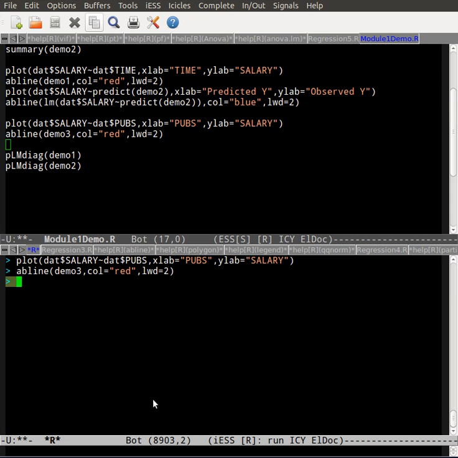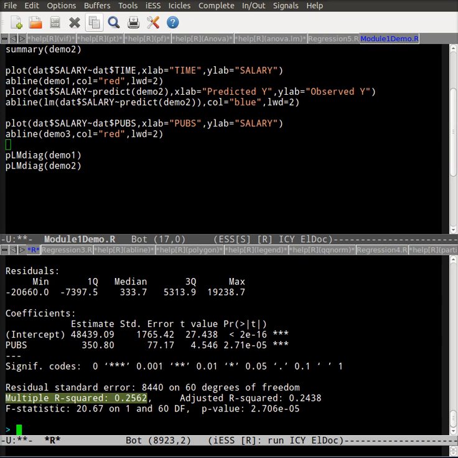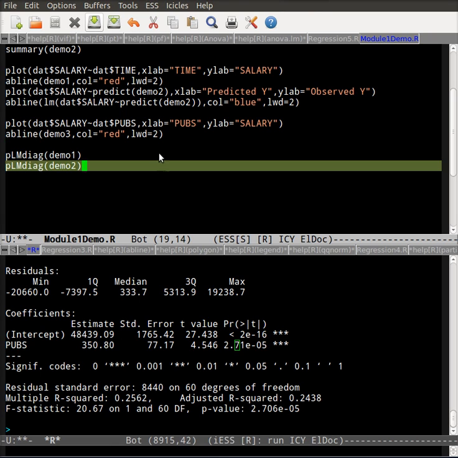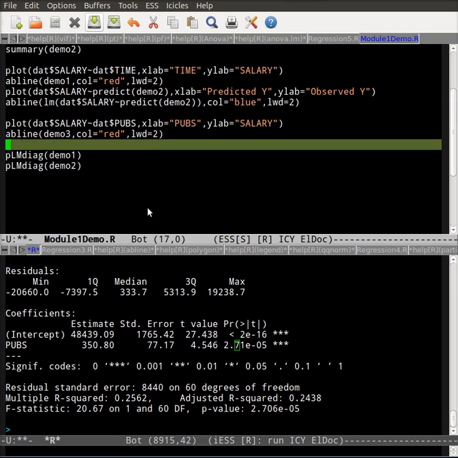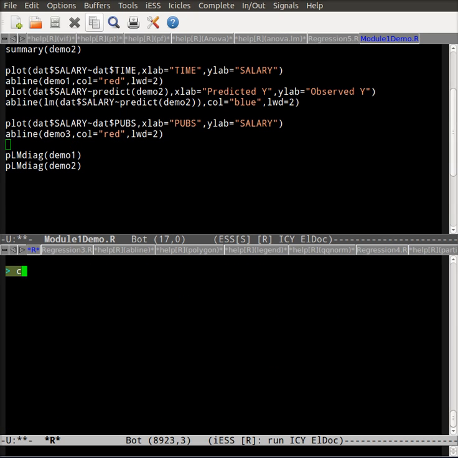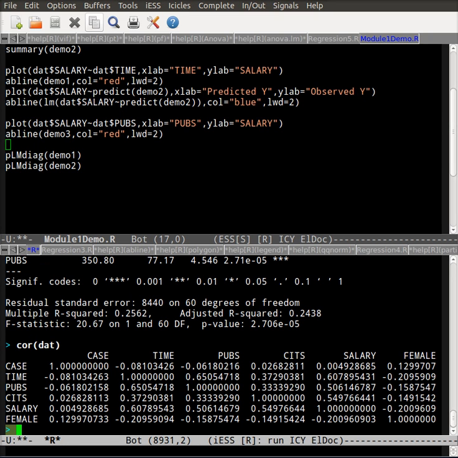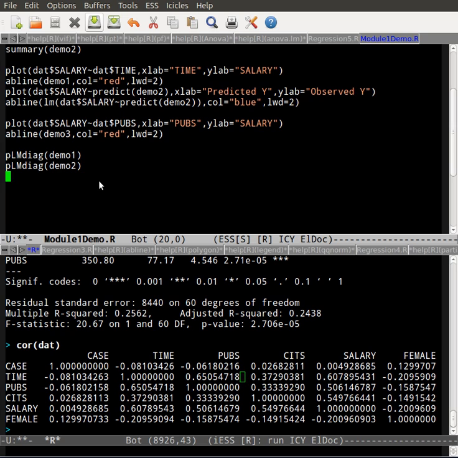And let's just take a look at summary demo 3. Well, lo and behold, pubs is a significant predictor of salary alone, but because of multicollinearity, pubs goes away, because pubs and time are probably correlated. Let's just do a correlation here. Pubs and time correlated at 0.65. That's a pretty high correlation, so there's potential for multicollinearity here.